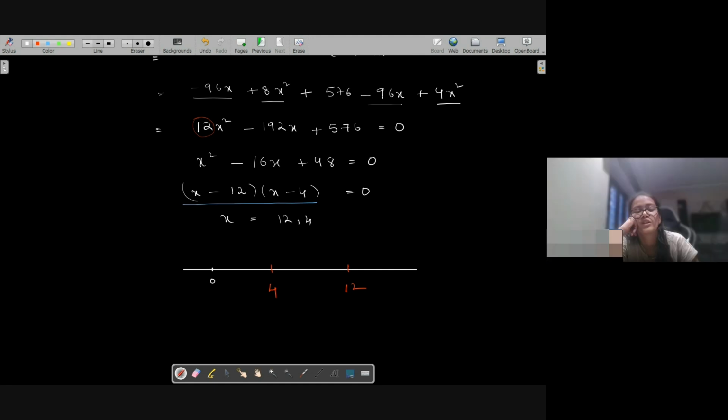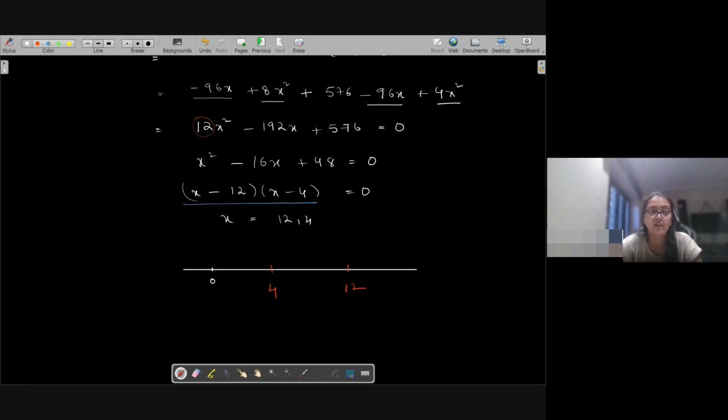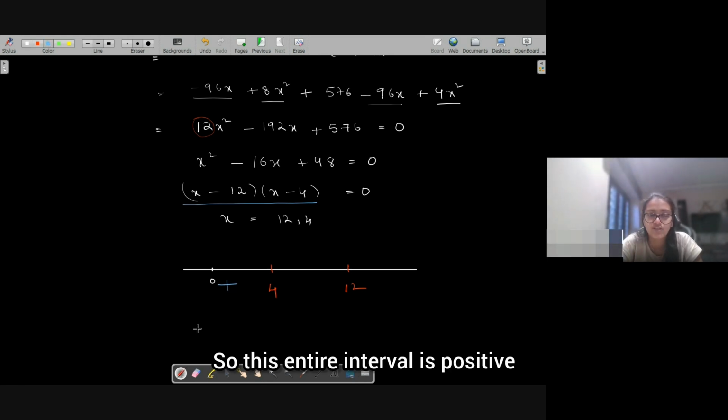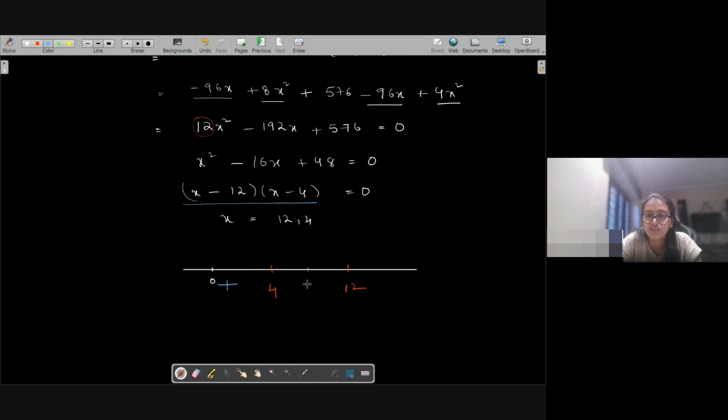0 minus 12 is negative. 0 minus 4 is negative. Negative times negative will be positive. So this entire interval is positive. Between 4 and 12, let's take 10. So 10 minus 12 will be negative and 10 minus 4 will be positive. So ultimately it will be negative. And for something greater than 12, you can take 20. So then again, it will be positive.